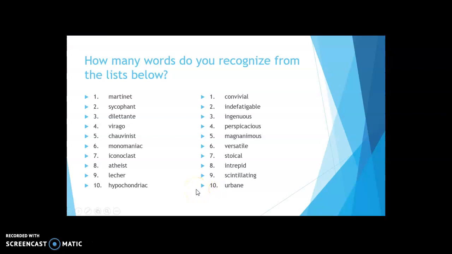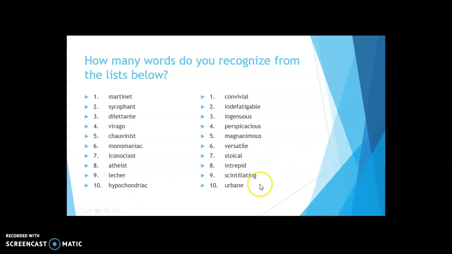In lists 11 and 12, we have two sets of words. The list on your left are words that are nouns. They are nouns that represent people. So you might remember that nouns can be people, places, and things, and all of these nouns are people. So look at this list to notice if you recognize any of the words.